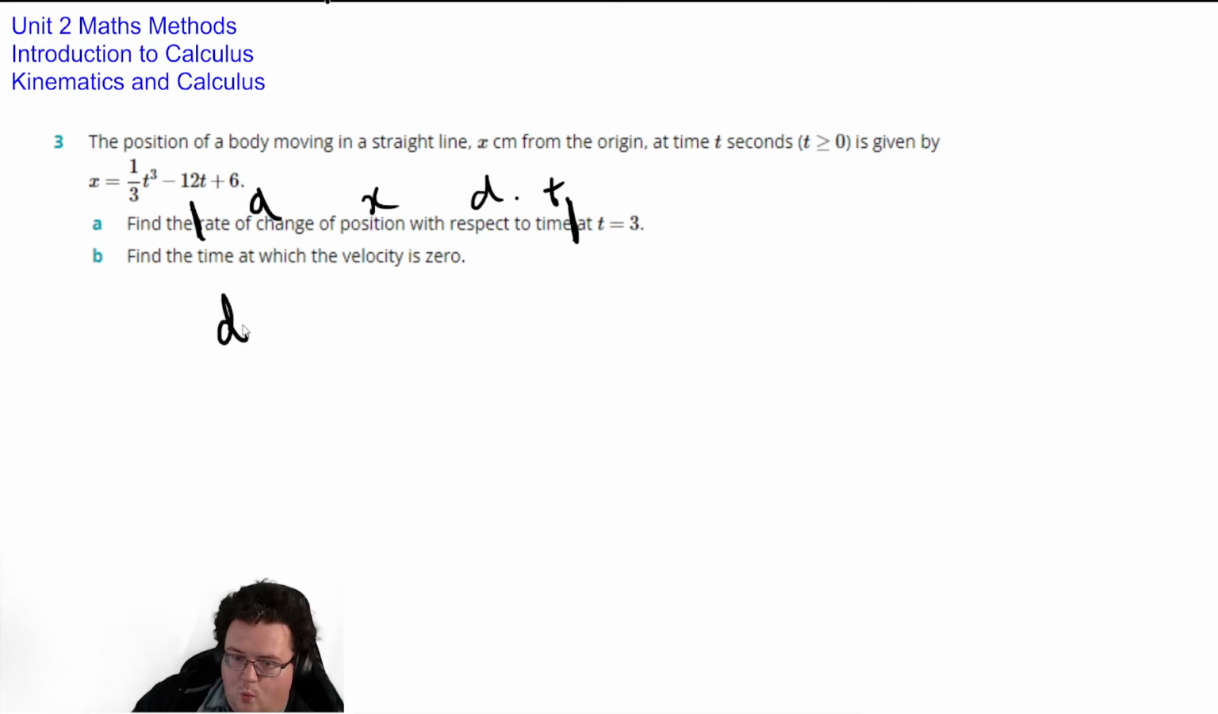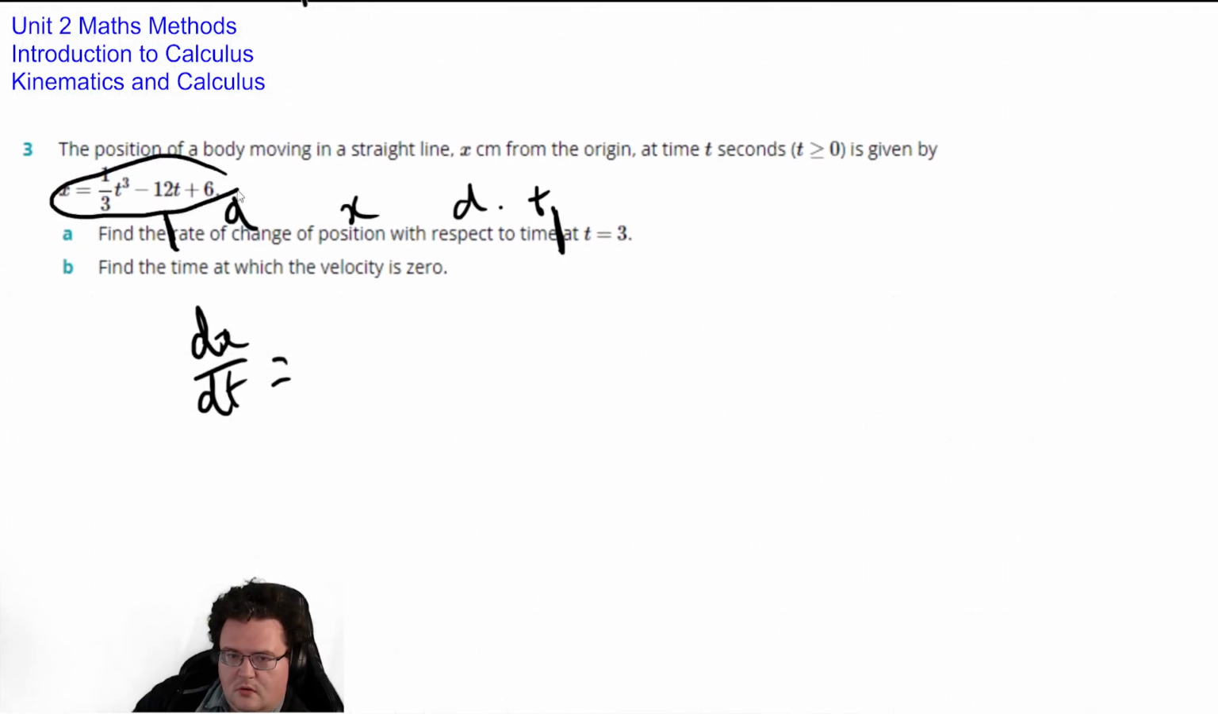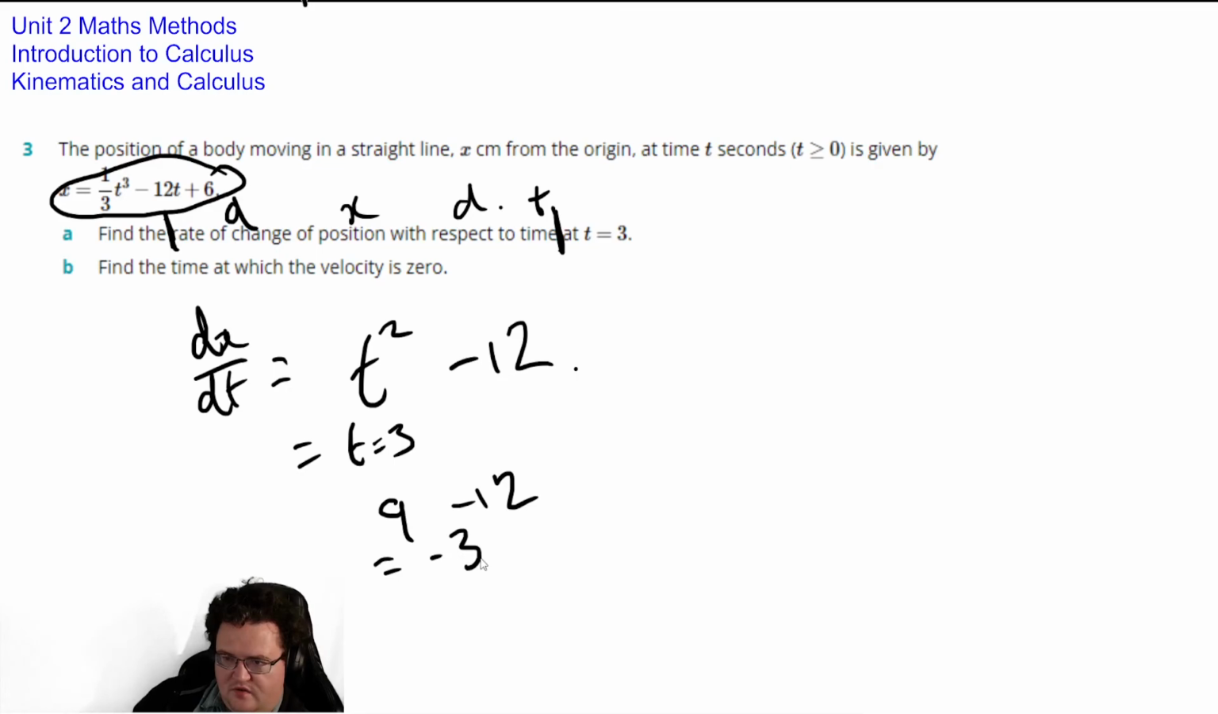So, what is dx/dt? It's up there. So I'm going to take the differential of what's there. It is going to be t squared minus 12. So when t equals 3, that's going to be 9 minus 12, which is minus 3 centimeters per second. So minus 3 centimeters per second, what does that mean in the context? Which direction is it moving? Yeah, it is moving to the left.